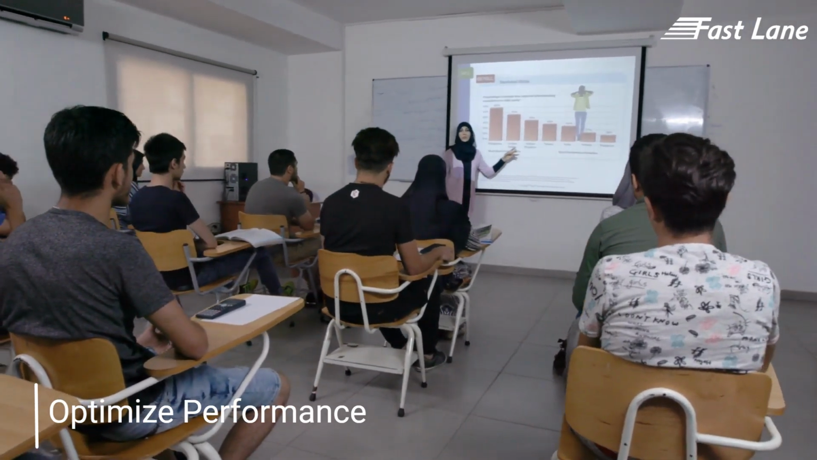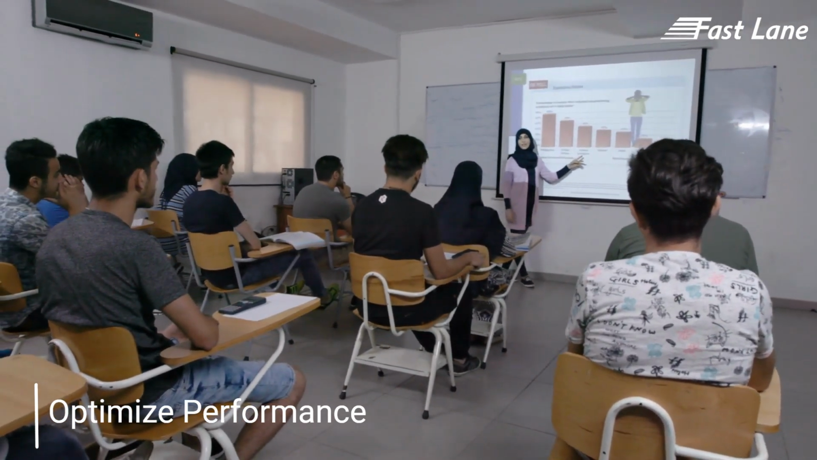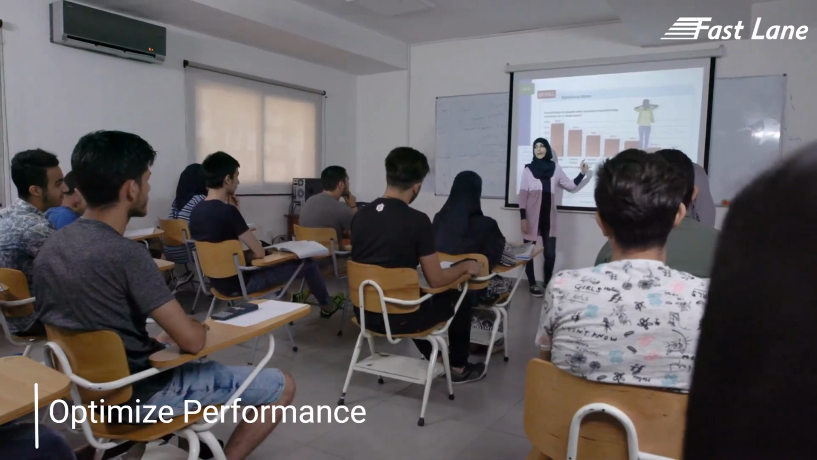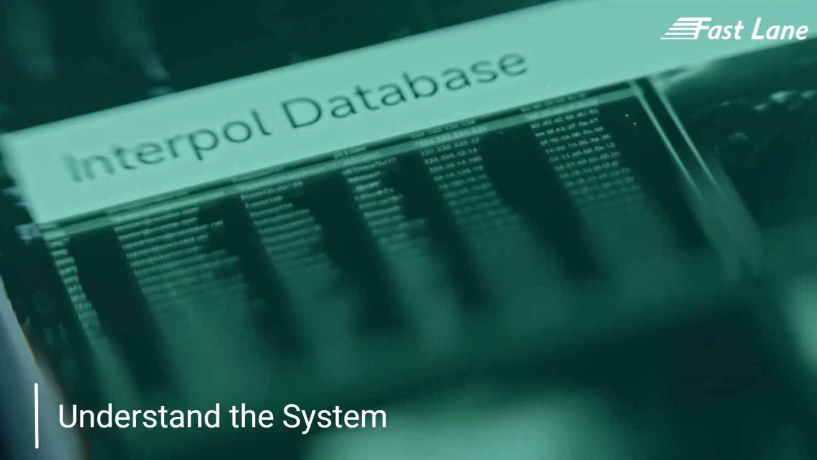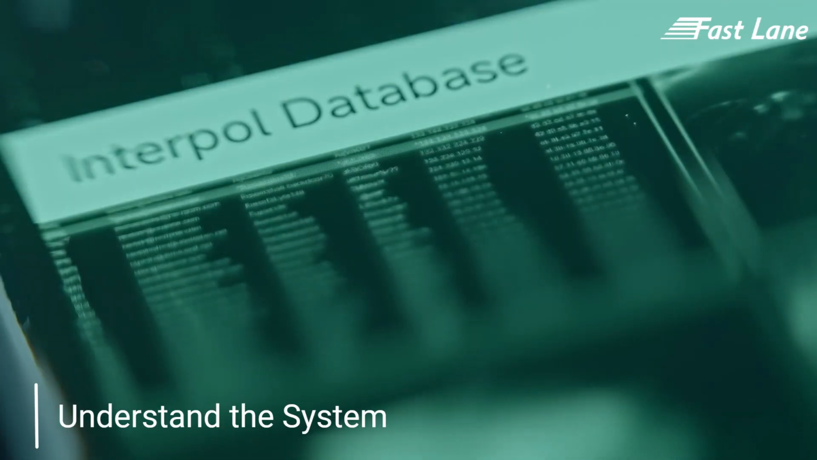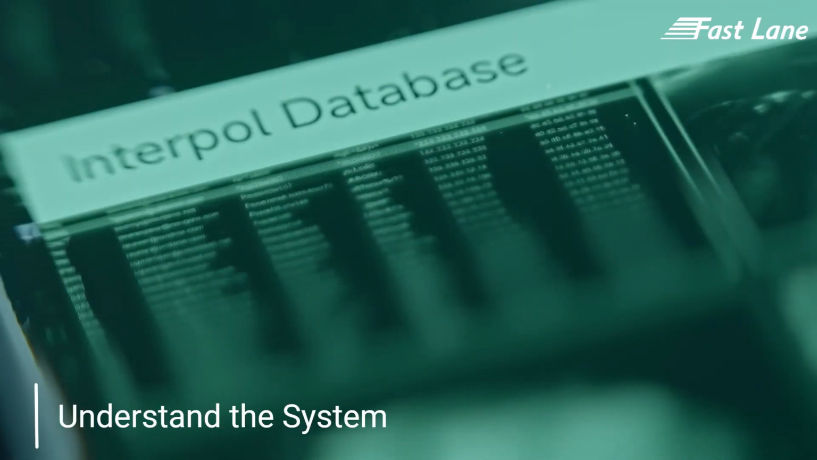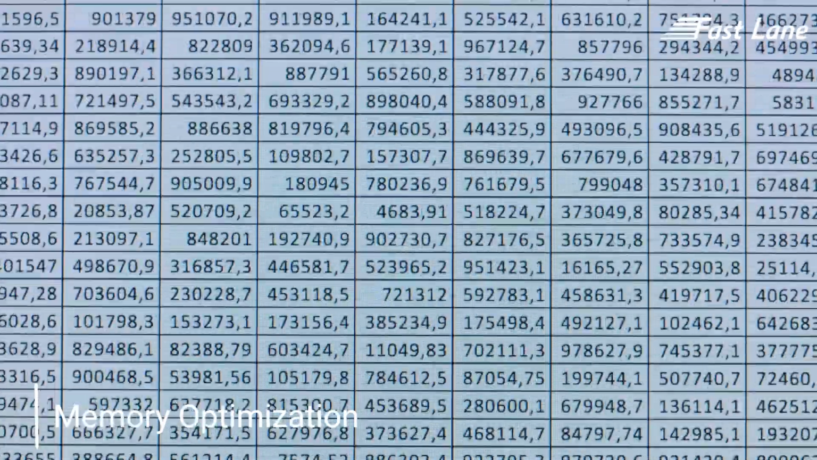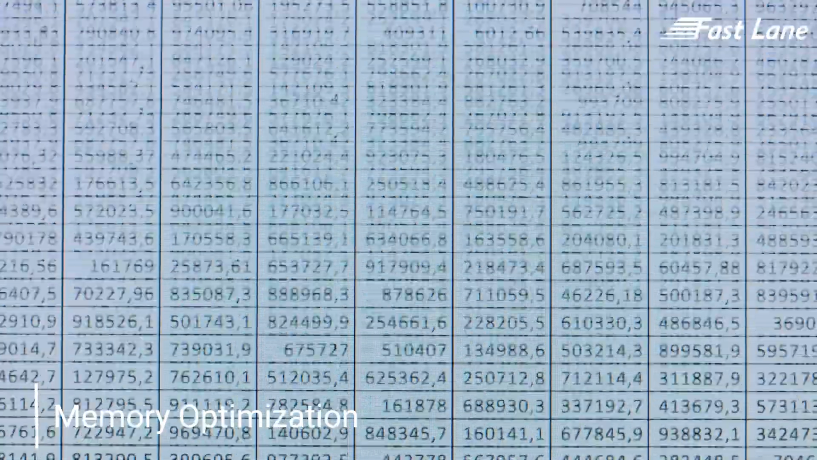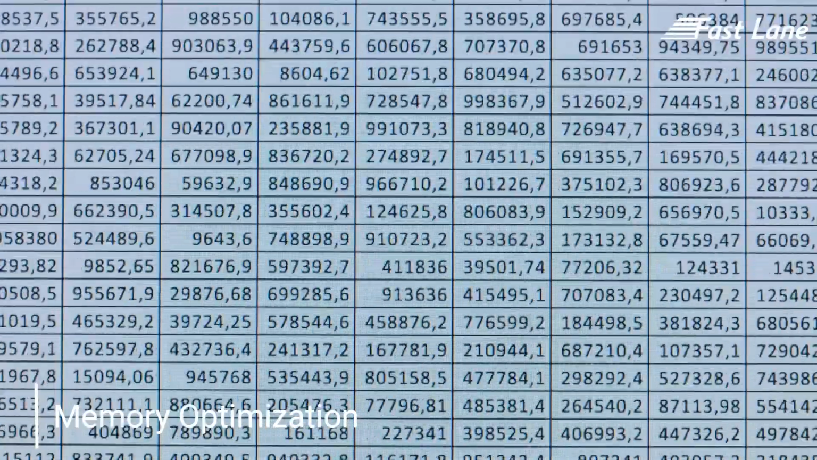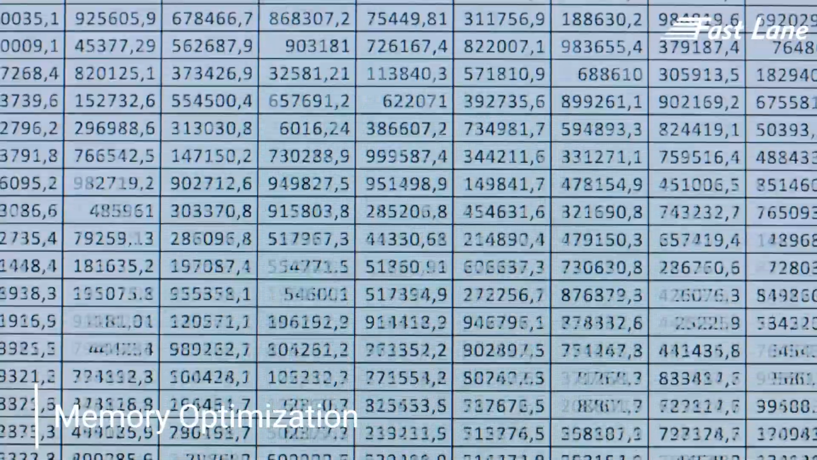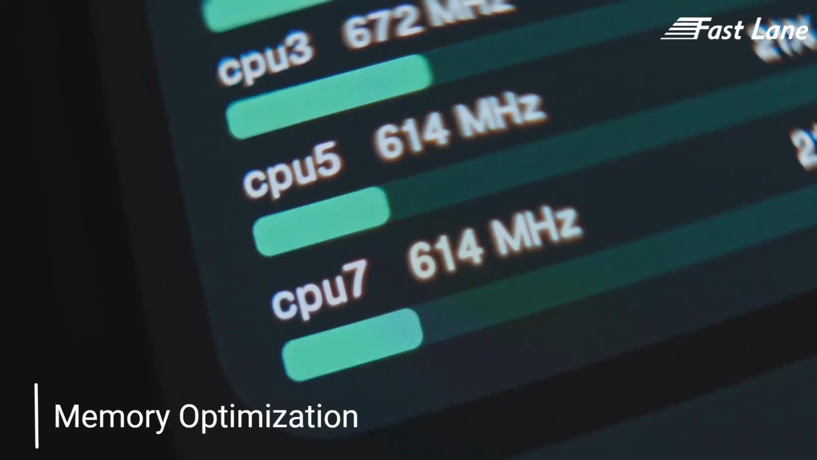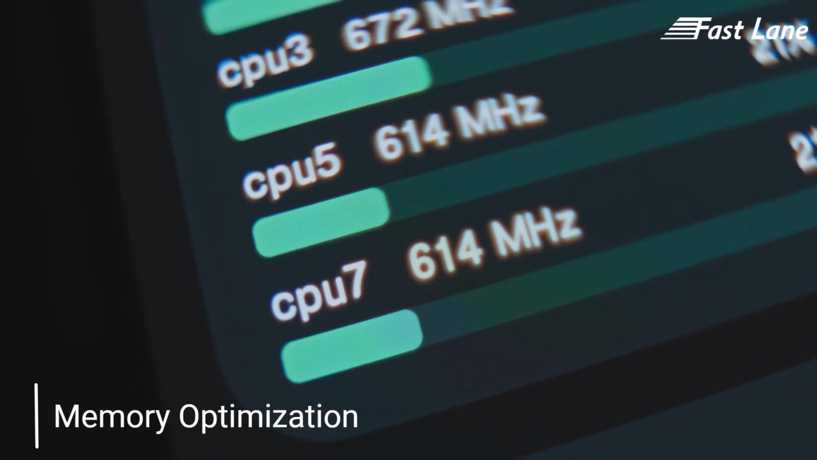So, what is the key insight that will take your databases from snail paced to lightning fast? It's all about understanding how the database works and utilizing that knowledge to make strategic optimizations. By analyzing and tuning your database's memory, storage, and SQL queries, you can significantly improve its performance and ultimately save time and resources. First, let's talk about optimizing memory.